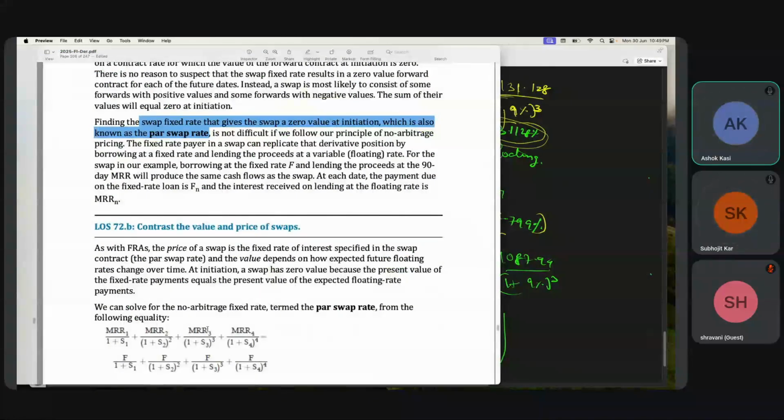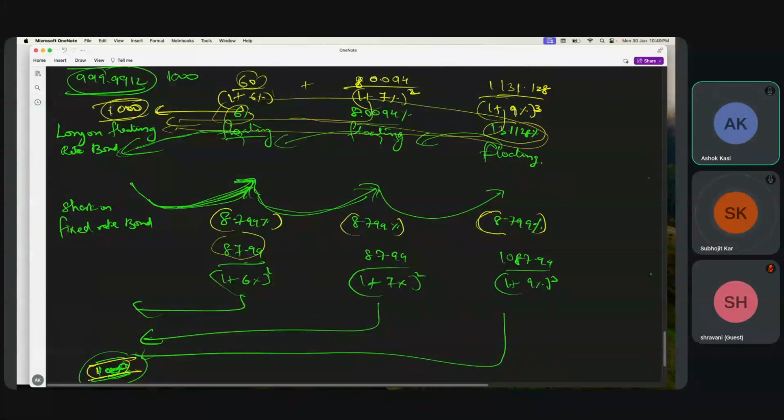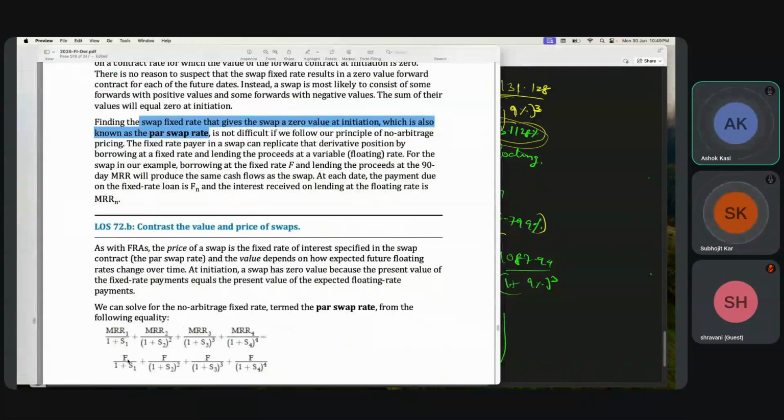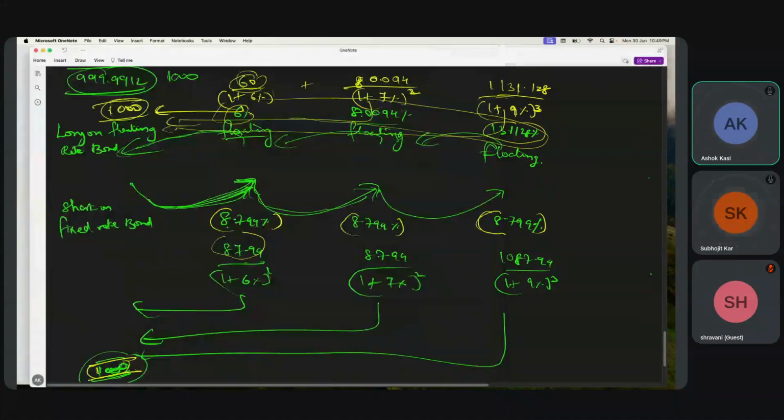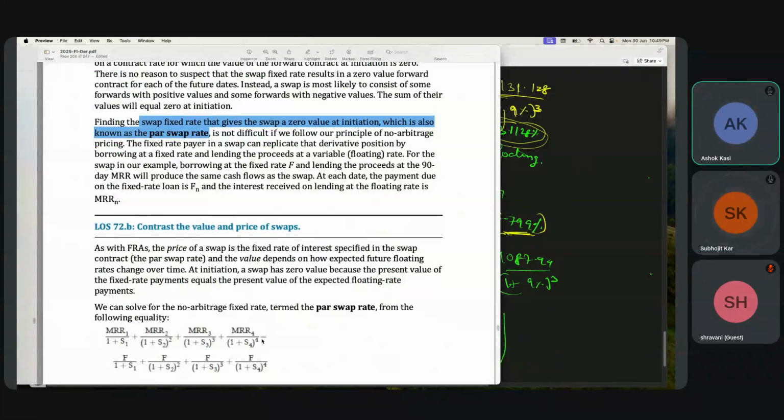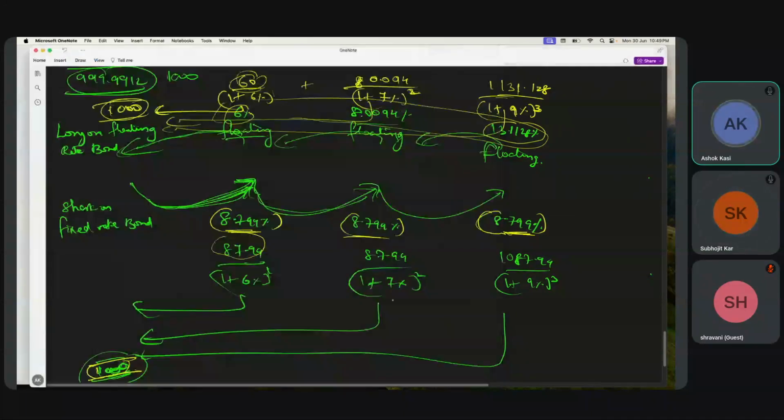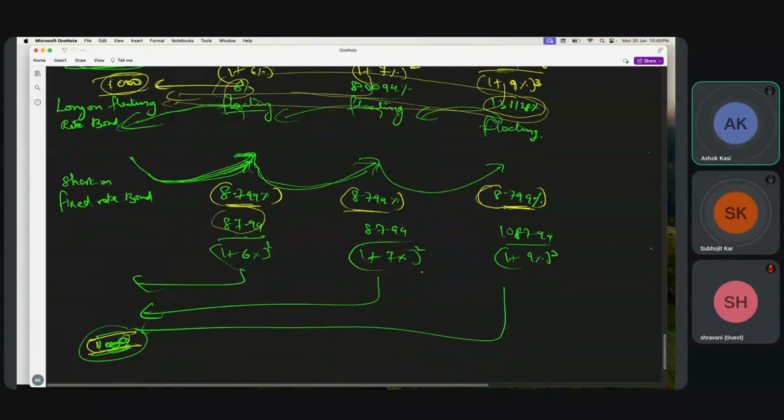MRR means the forward rate. That is equal to this, the forward rate that we are calculating. Forward rate is this 13.11, this 6%, this 8%. And this F stands for fixed rate. Fixed is this one, 8.7, 8.7, 8.7. This is the fixed rate. So finally, both are equal.